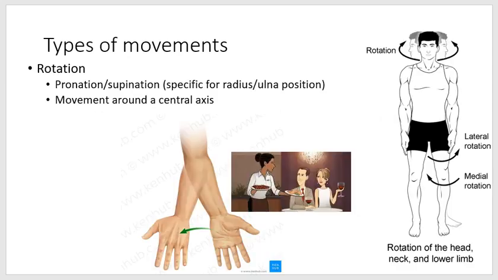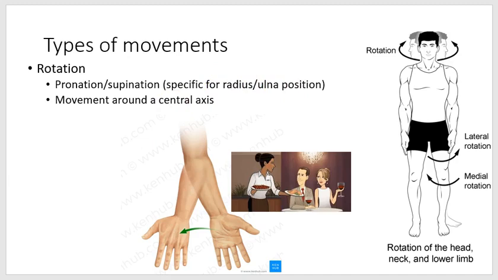Then we get rotation, moving around that central axis, like right here, rotating that head. You can also medially and laterally rotate your foot. You can also do pronation and supination, which is a type of rotation, but that's very specific for the way that the radius and the ulna slide past each other.